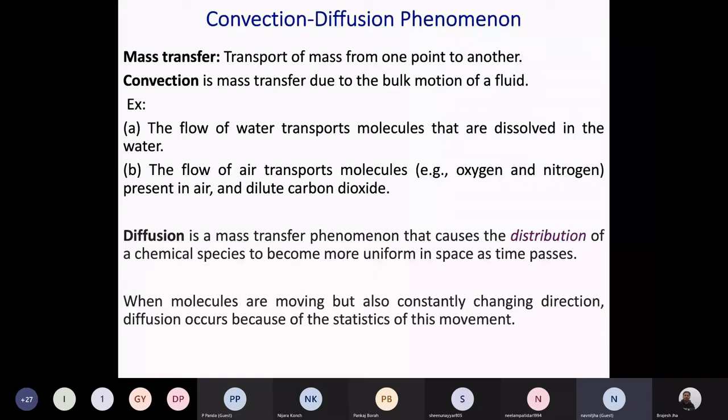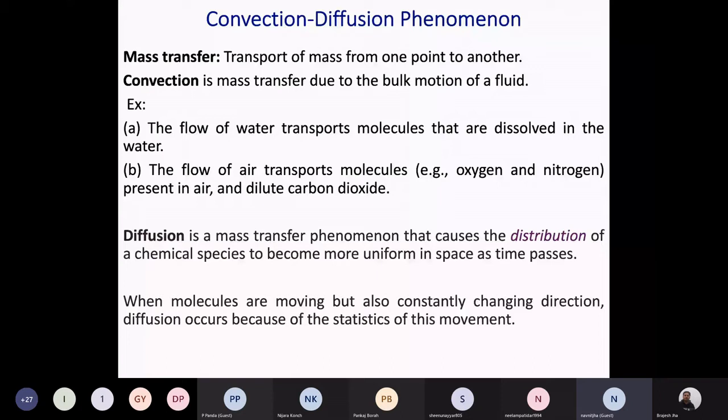And the term convection stands for mass transfer due to the bulk motion of fluid. For example, a flow of water transports molecules that are dissolved in the water. Another example is the flow of air. This airflow transports molecules, for example oxygen and nitrogen that are present in the air, and it dilutes carbon dioxide.